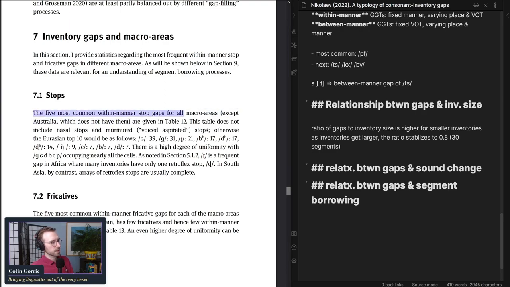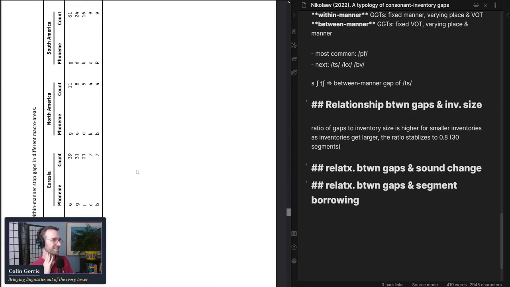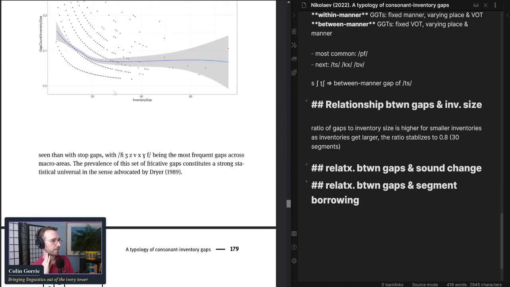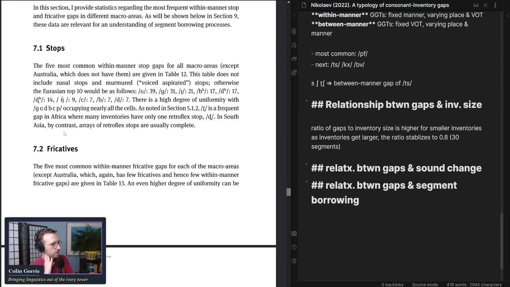The five most common within-manner stop gaps for all macro areas, so this is looking at areal effects, are given in table 12. Okay, where's table 12? Does this viewer let me rotate? No. All right, well, we're going to ignore that for now.